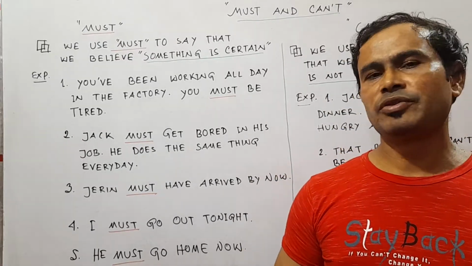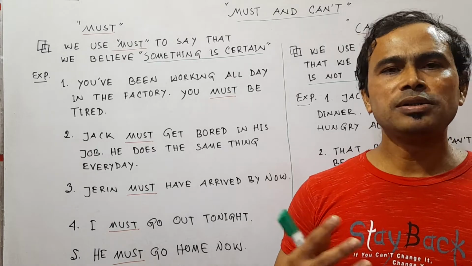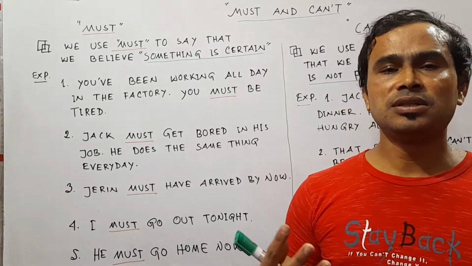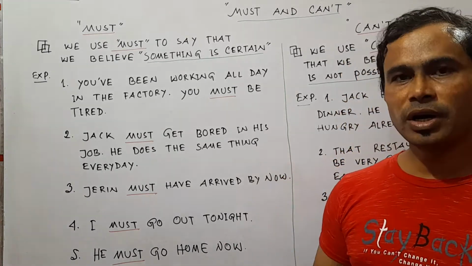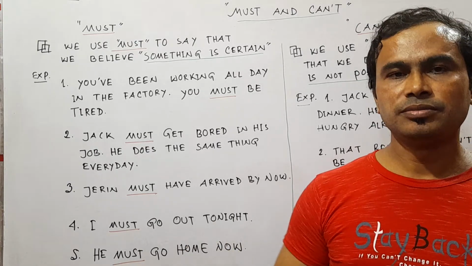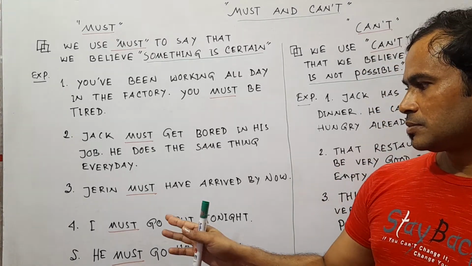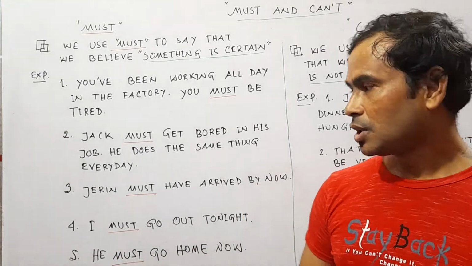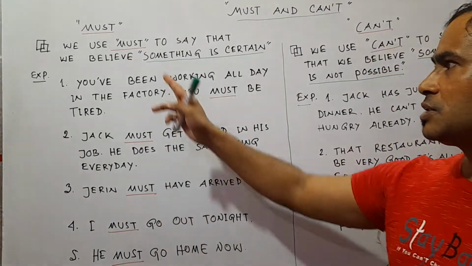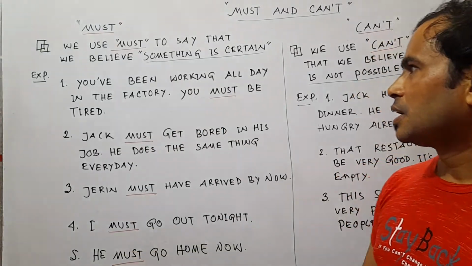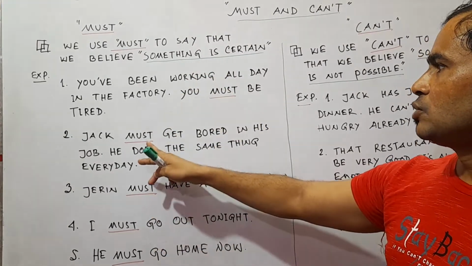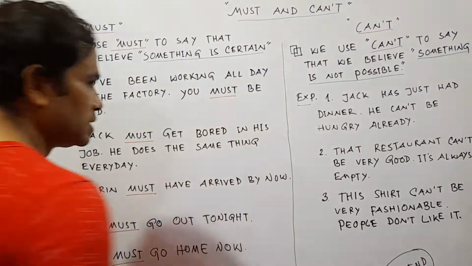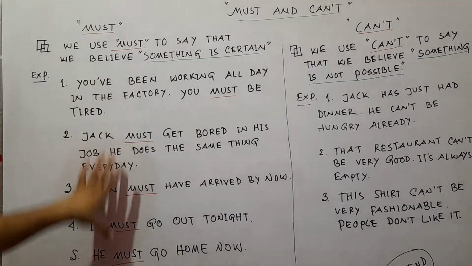Suppose your mom is seriously ill and someone calls you over the phone about your mom. Her condition is not well. That's why you need to go right now. In this context, he must go home now. So friends, here you see I have written five sentences, and in these five sentences, I have used must for certain things. I think you have understood clearly.